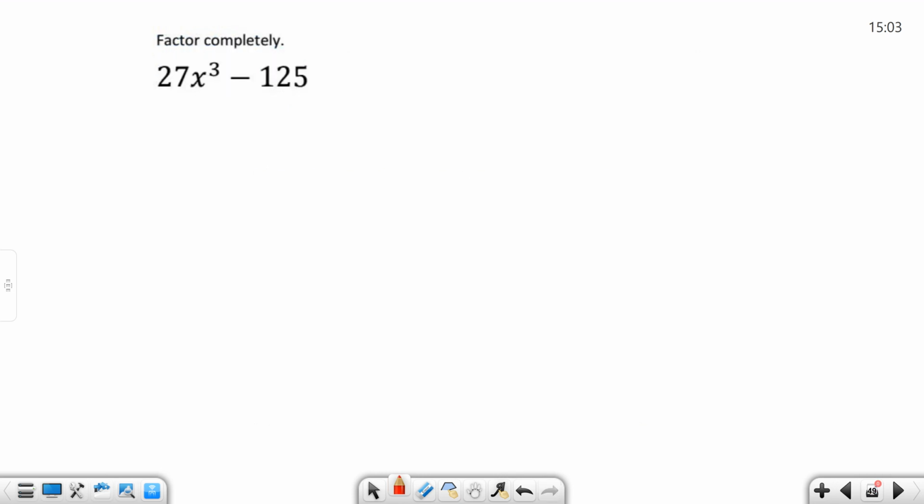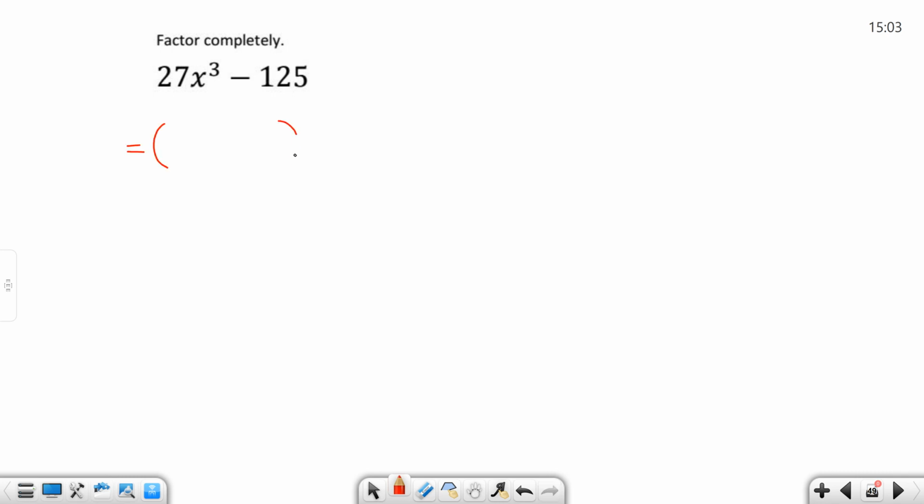So let's work some of these. Factor completely. How many terms is this? 1 term, 2 terms. Any GCF here? And this is a little different, but 27 and 125, if we kind of go through the list, there's nothing in common with either one of those. So there's no GCF. So now what do you cube to get, or take the cube root of 27?